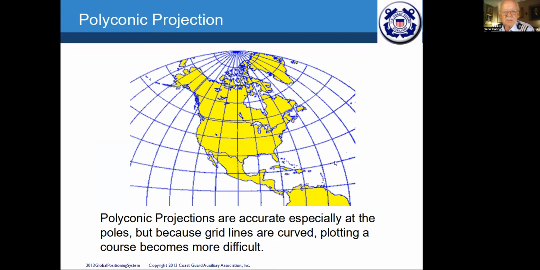These grid lines are all curved. And so plotting a course, while easy if you're only going a mile or two, is very difficult if you're hoping to sail to Portugal or, let's say, Hawaii, depending on which coast you're on.